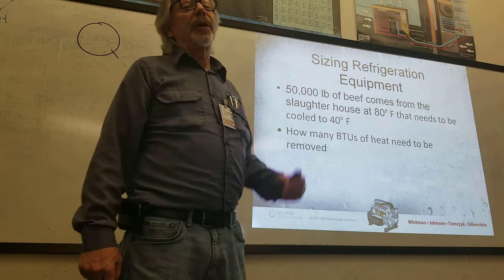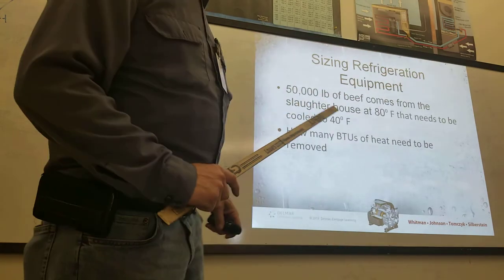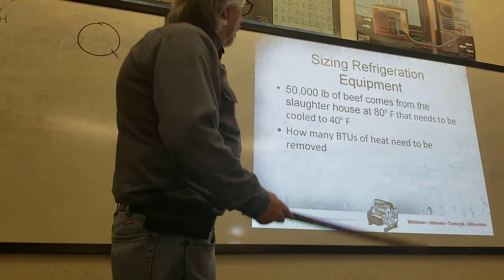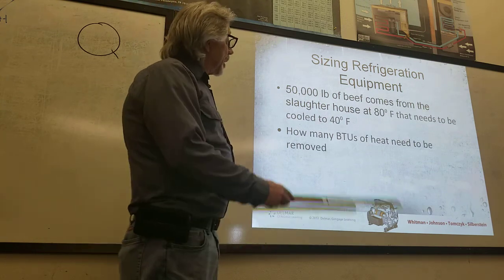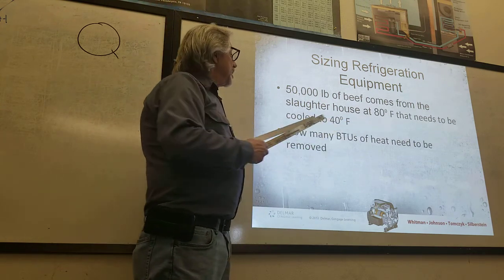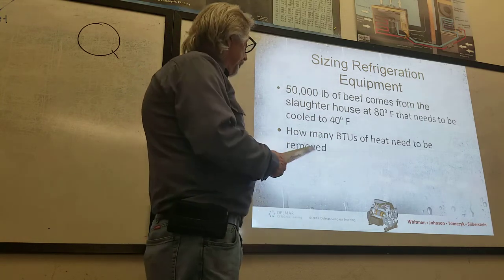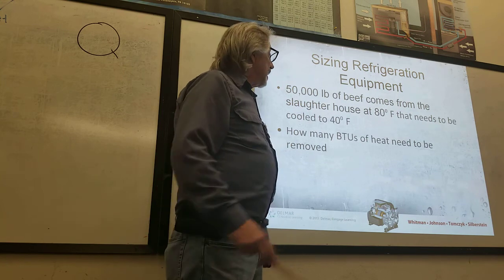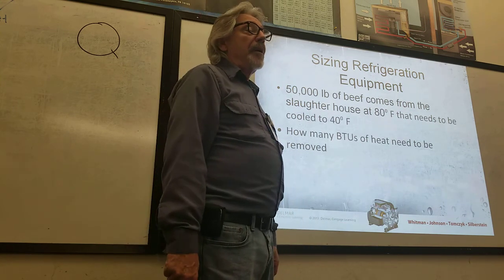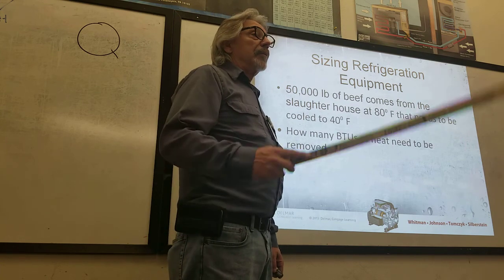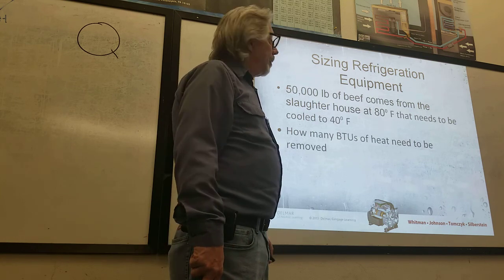Okay, so here's an example that may be used here. If we have 50,000 pounds of beef that comes from the slaughterhouse at 80 degrees, that needs to be cooled to 40 degrees, right? How many BTUs is going to be needed to do that operation? What's the specific heat? Oh, very good. What's the specific heat of beef?